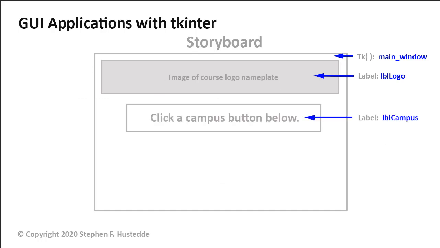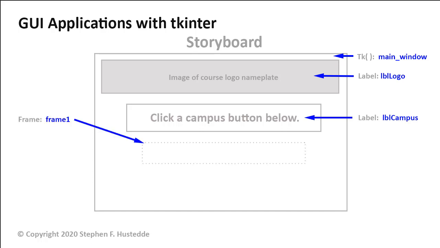Then I want another label. And here the label is going to contain some text such as click a campus button below. And the text that label is going to change as we run our program. As you've already seen, it's going to contain the name of the institution. I'm going to name this label LBL Campus.